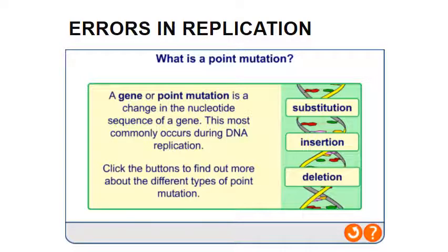The significance of this is that all of the base sequences subsequent to the mutation, so after that mutation, will now change. We call this a frame shift, where all of the triplet codes after that point of mutation will change, and this will lead to a considerable change in the amino acid sequence of the protein. So a major change to the primary structure of the protein.